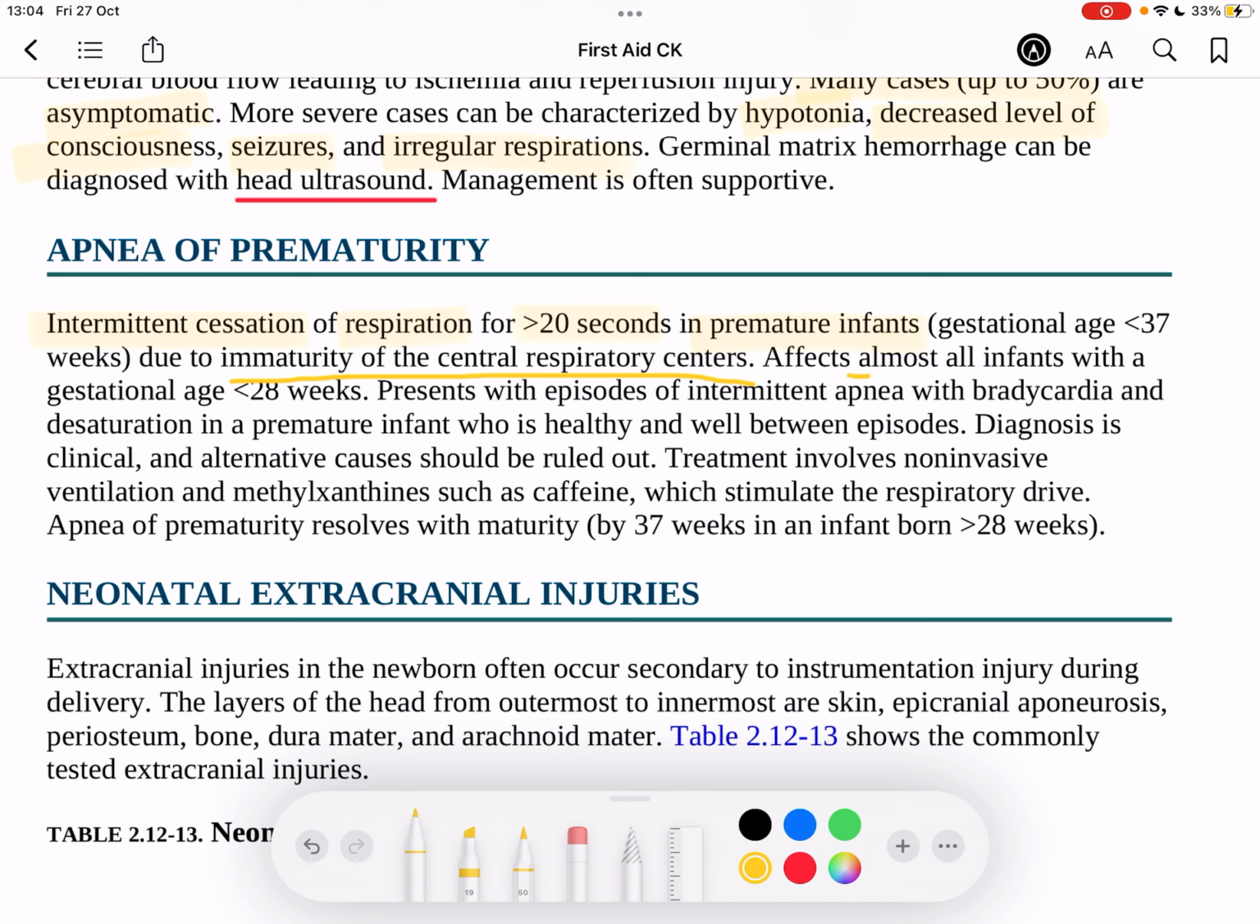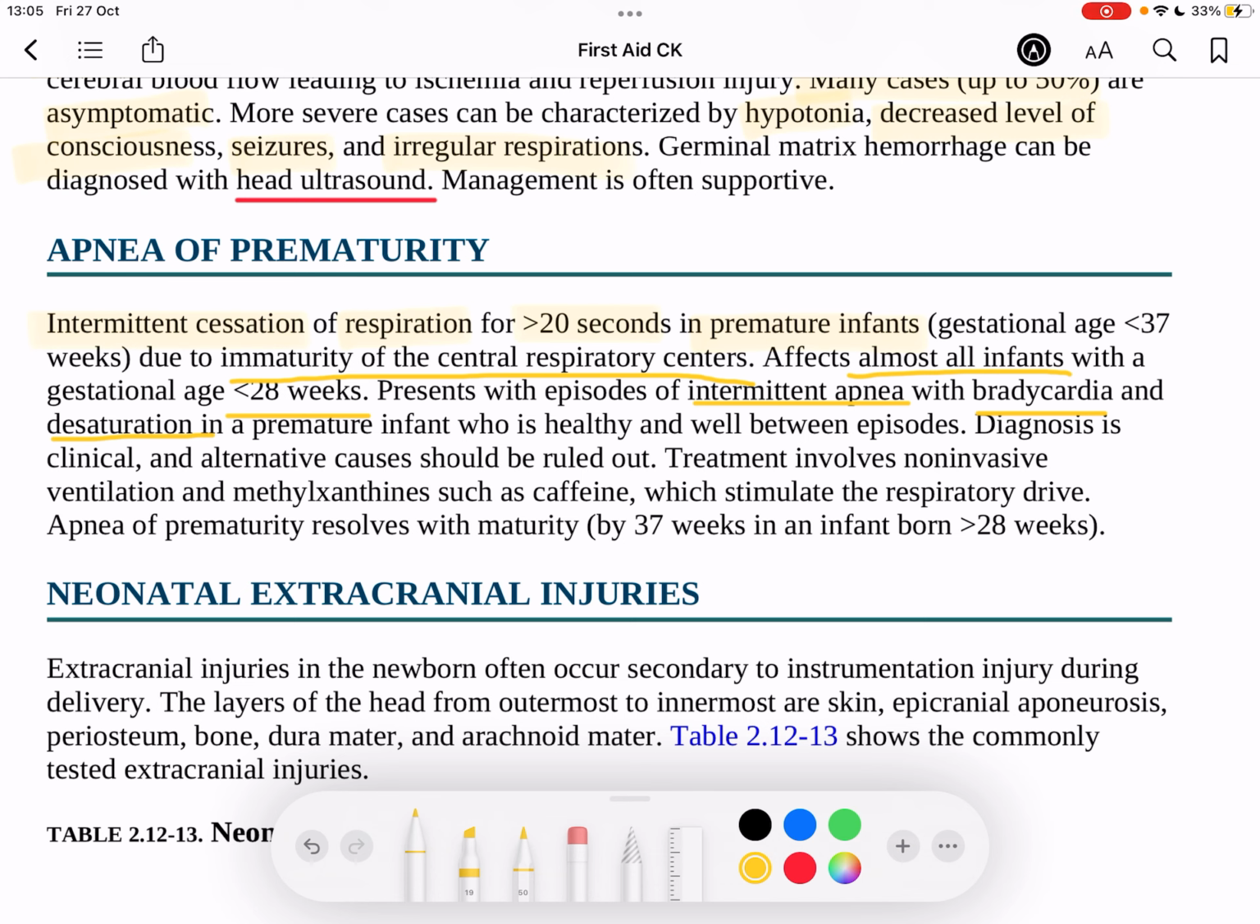It affects almost all infants with a gestational age of less than 28 weeks, which is obviously incredibly premature, and it presents with episodes of intermittent apnea, bradycardia, and desaturation in a premature infant who is otherwise healthy in between episodes. If you have a patient with transient tachypnea of the newborn, meconium aspiration, or NRDS, they're not going to be completely healthy in between episodes, whereas in apnea of prematurity, they will be.